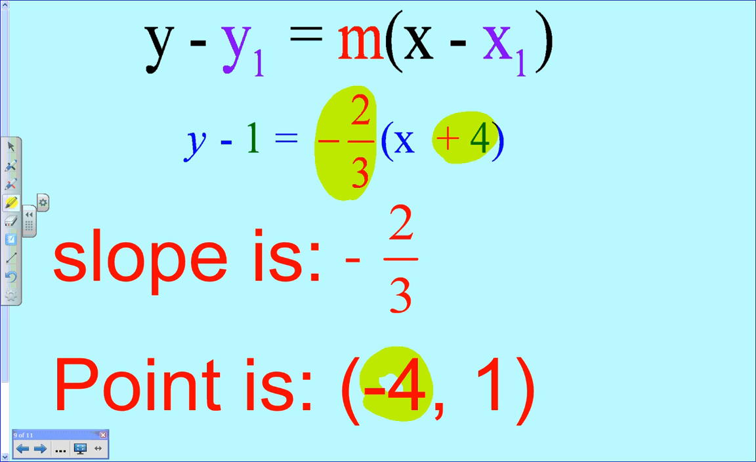So the x coordinate of the point is negative 4. The opposite of what's with the y, we have a minus 1. The opposite is going to give you a positive 1. So the point is negative 4, 1.